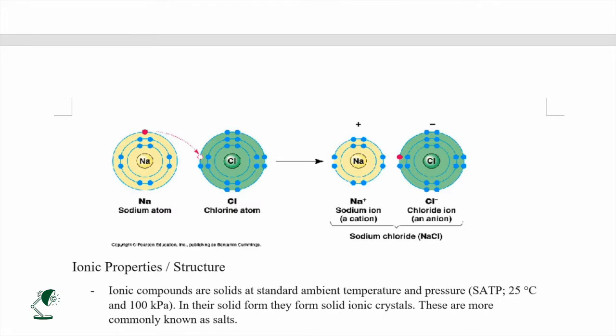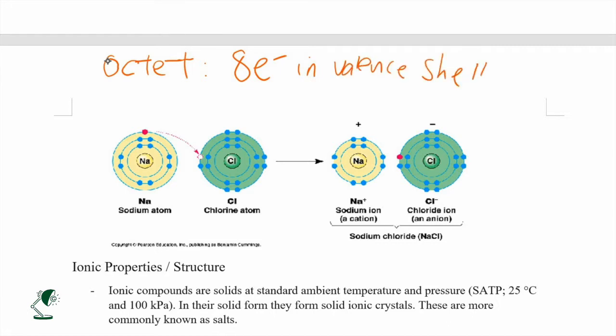You should know that the outermost shell is called the valence shell, and the electron, this little red dot here in your outermost shell, is called the valence electron. This is the characteristic of the valence electron: it wants to achieve the octet rule. When we say octet rule, they want to have 8 electrons in their valence shell, in their outermost energy level.